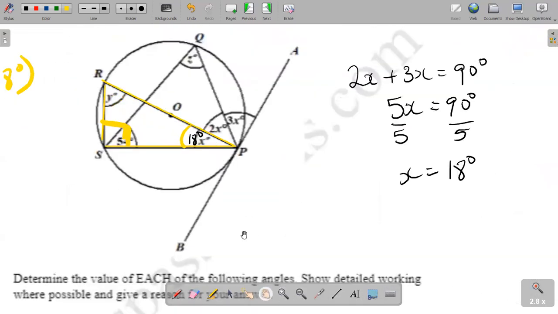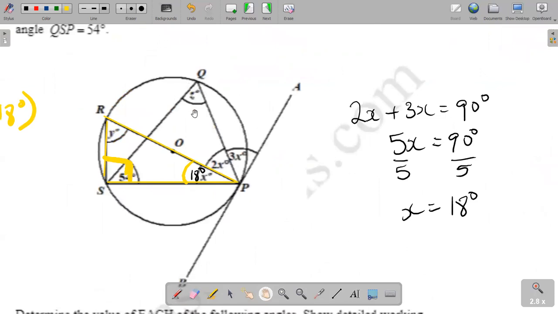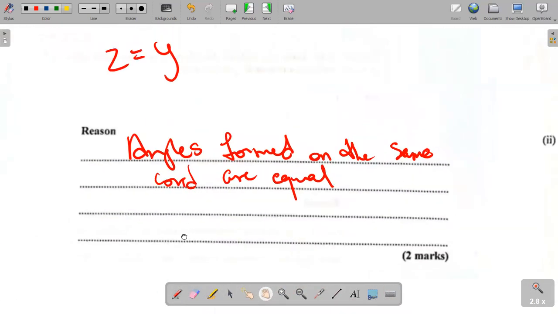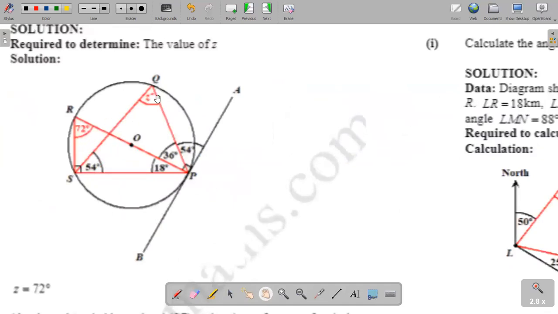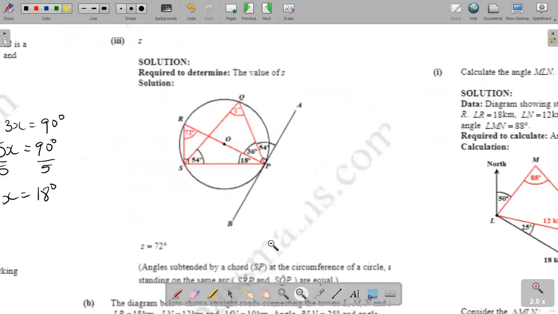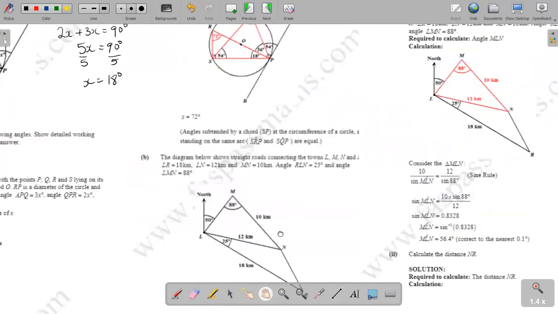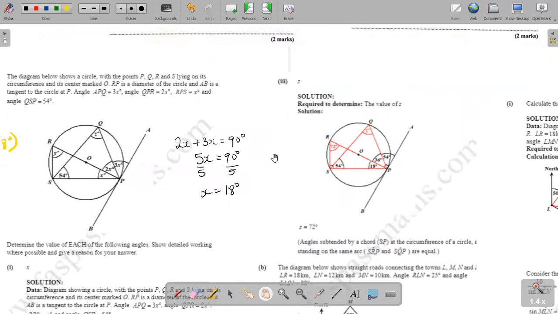Now that we have y, do we need to calculate z? No, because y and z are the twin angles. So we know what twin angles mean. If y is 72, what does that mean? That z is 72 as well. See how easy that equal is? Just so, boom, bam, bam. All right, and guess what? We're done.